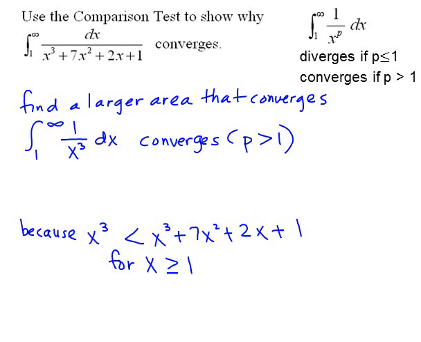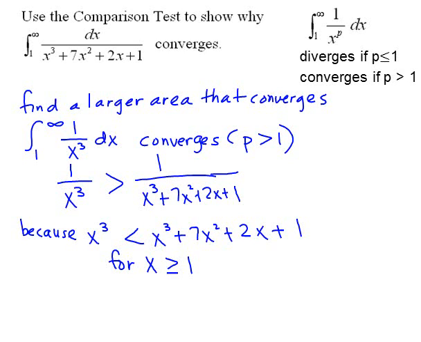I would show that when I only look at the denominators, x cubed is always less than x cubed plus 7x squared plus 2x plus 1 for values greater than or equal to 1. So because of this, their reciprocals follow the opposite order. So 1 over x cubed is greater than 1 over x cubed plus 7x squared plus 2x plus 1. So what I've convincingly done is I've found a function that's always larger than the one we're starting with, but its area underneath it is finite. So it must mean that any area below that is also finite. This concludes our lesson on section 8.8, improper integrals.